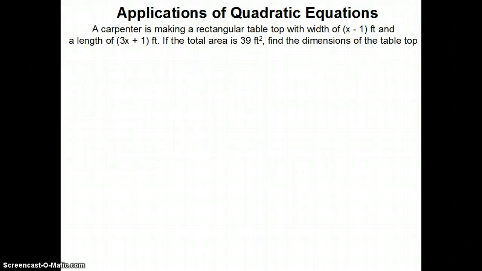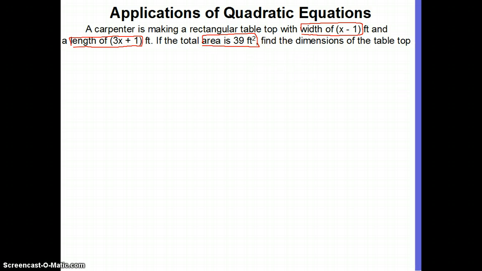Here we're going to go into applications of quadratic equations. In this first example, we have a carpenter making a rectangular tabletop, where the width is x minus 1 feet, and the length is 3x plus 1 feet. The total area is 39 square feet. Find the dimensions of the tabletop. It might help to draw a picture. Anytime you're doing an application, I always suggest drawing a picture.